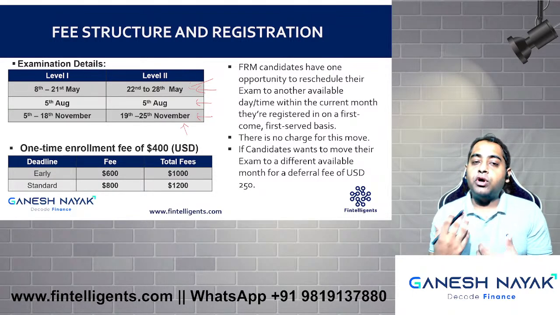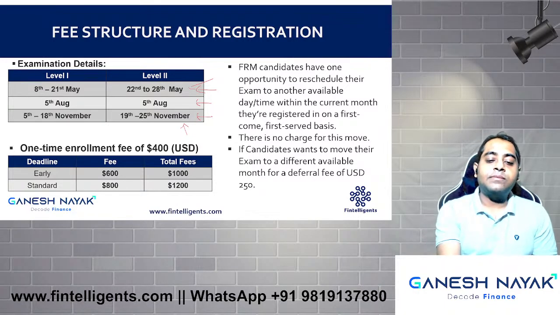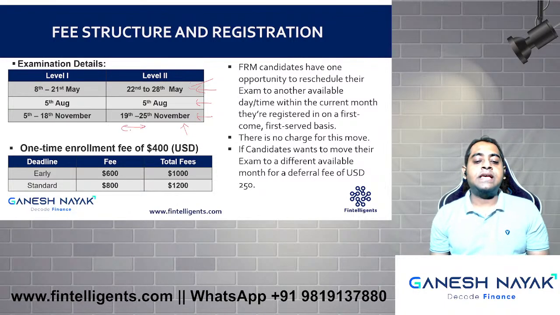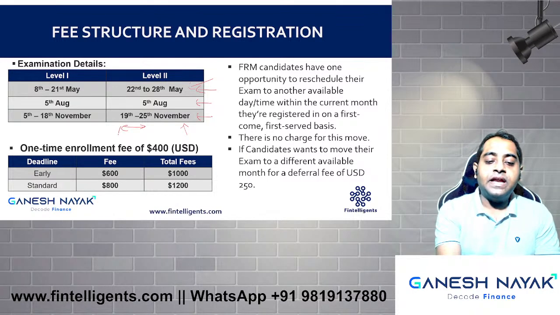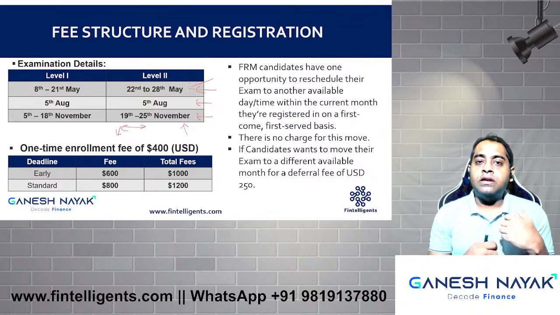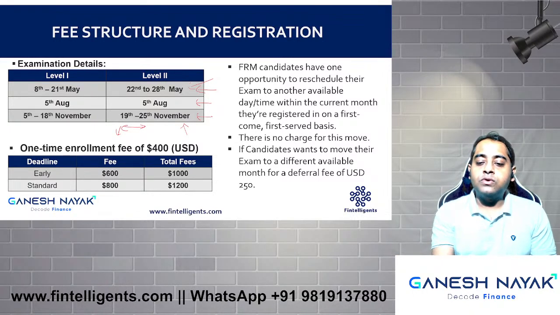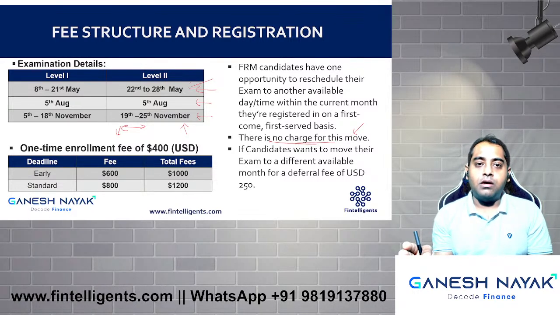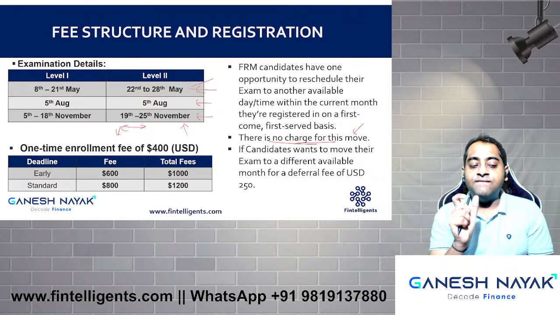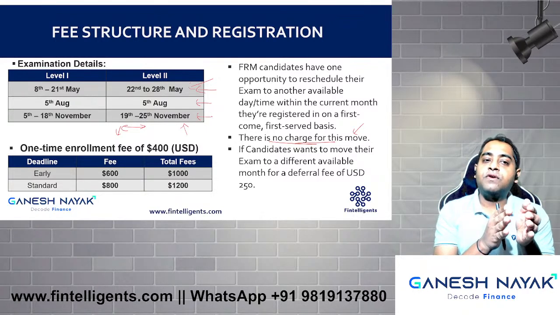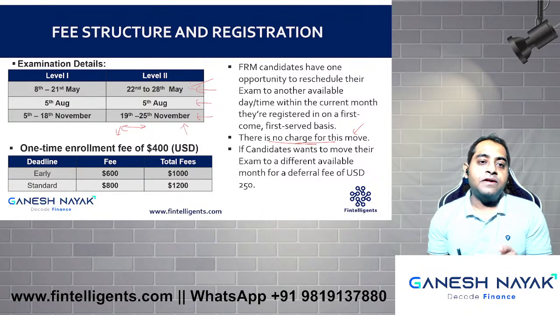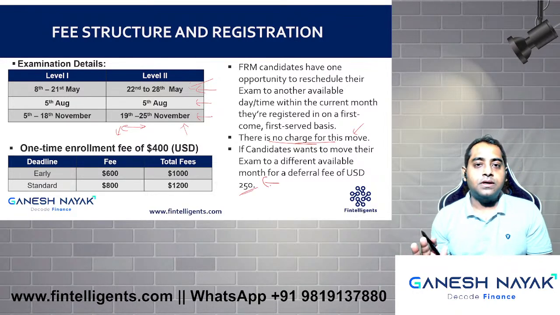And generally what GARP does is that suppose I'm going for the November exam, the exam is level two, and I've selected the 19th as my date. Later on I realize that I cannot give the exam on the 19th, I have to shift it to the 22nd. For a one-time change or movement like that, they're not charging you any fees, but it has to be within that exam window. So for example, I'm moving from the 19th of November to the 22nd of November. But if I want to move from November to next May, then there is a deferral fee of $250.